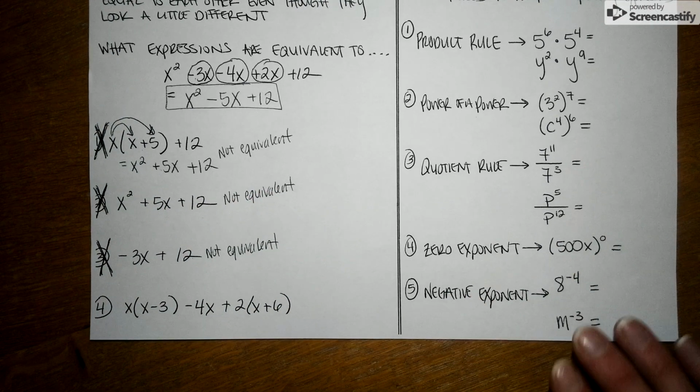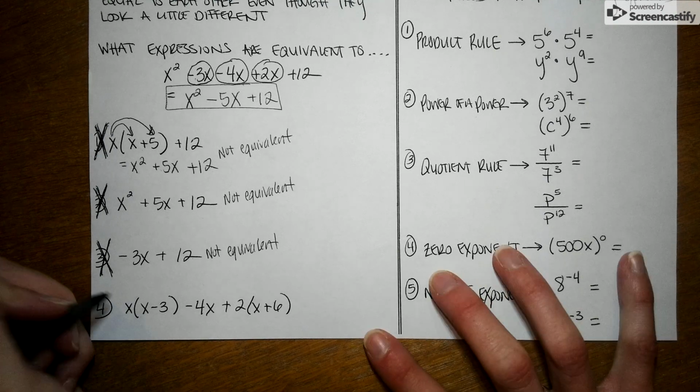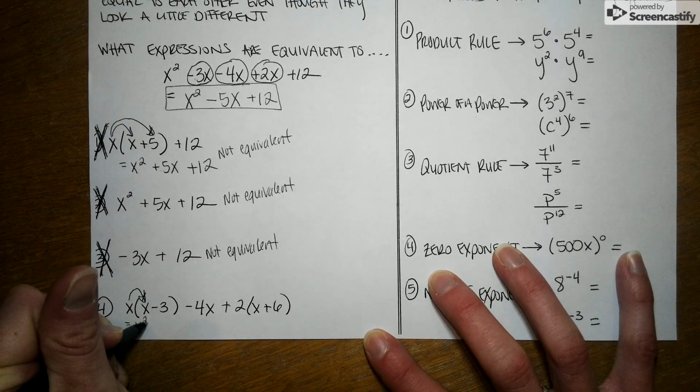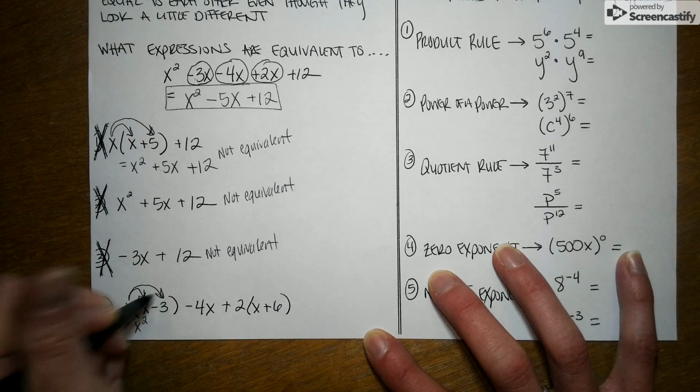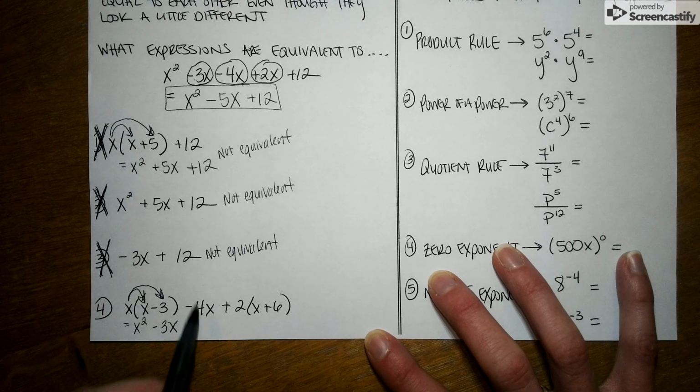Finally, for number 4, I just don't want to assume that this is an equivalent expression of the problem. And as I can see, there's a lot of parentheses and terms that I'll probably have to combine. So because of the parentheses, let's go ahead and focus on distributing first. So x times x is x squared. X times negative 3 is negative 3x. That takes care of the distributive property over subtraction in the first part of my expression.